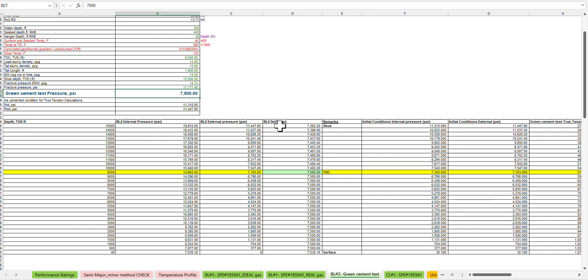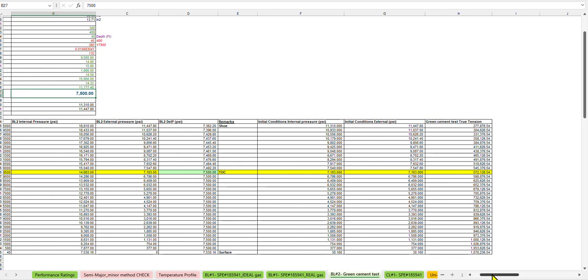So you just have a different true tension profile, and then there are no thermal stresses involved as well. So this is basically just at the initial condition stage where you apply pressure to test your casing integrity with the shoe track and then the plugs.